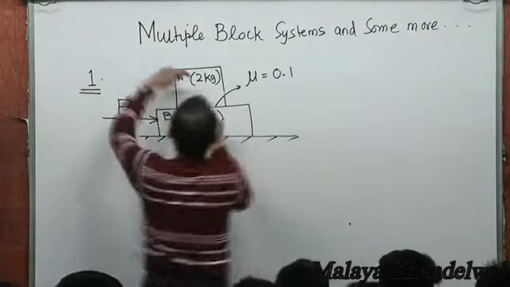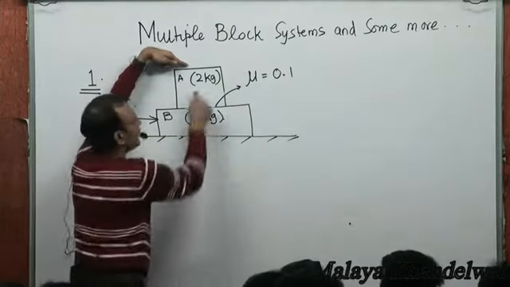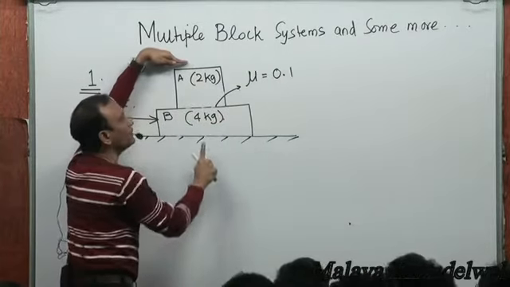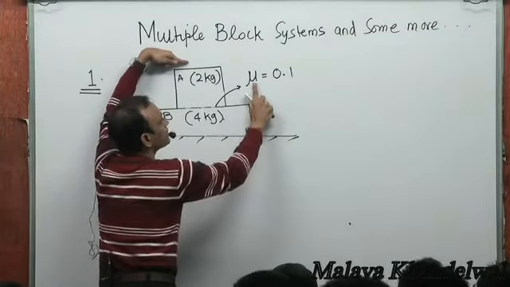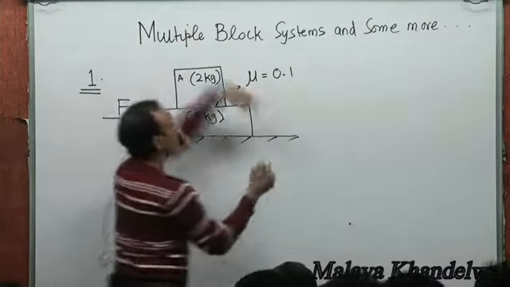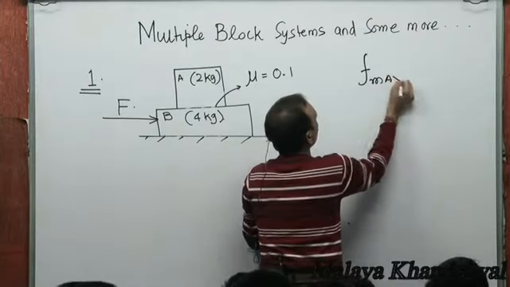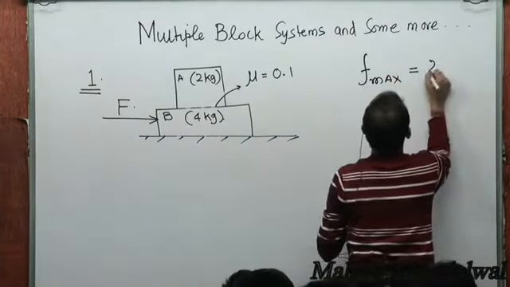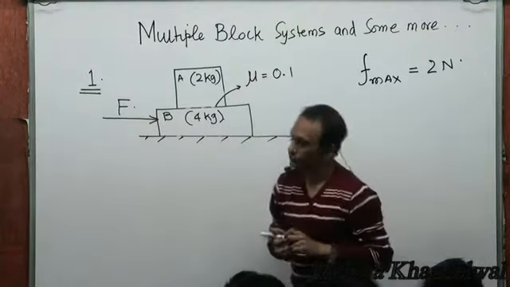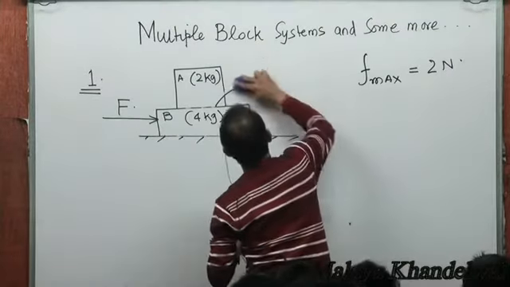In this case, the normal reaction between B and A is 20 newtons, right? 20 newtons is the normal reaction between B and A to maintain vertical equilibrium. So maximum static friction between B and A is going to be mu into 20, which is 2 newtons, right? So F max between B and A, maximum static friction, is 2 newtons. 20 into 0.1, right?